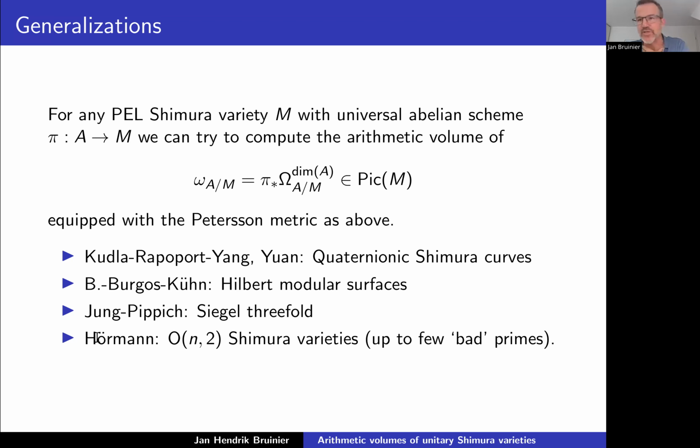And he computed such arithmetic volumes, I guess up to a few bad primes dividing the discriminant. Yeah, and in our work with Ben Howard, we looked at the case of unitary Shimura varieties. So now I want to look at this in more detail.